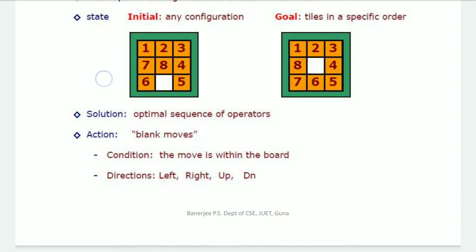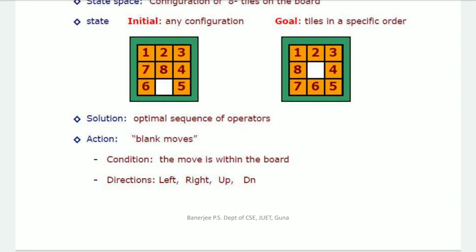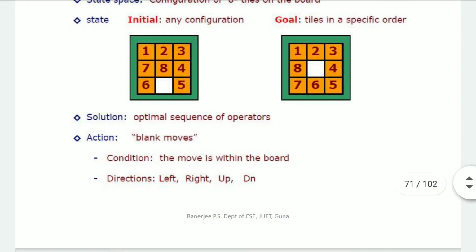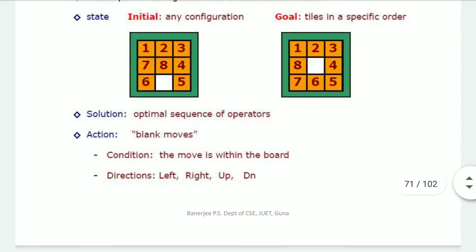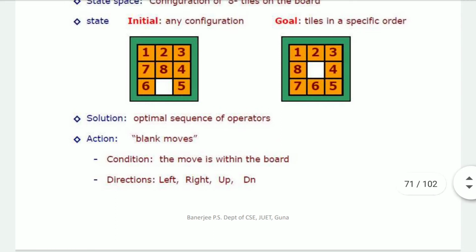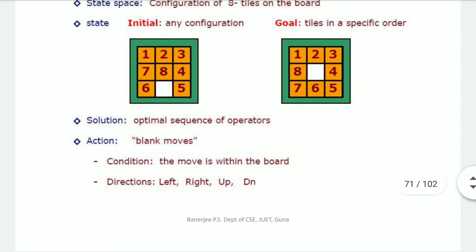In my initial configuration that you can see here, what are the directions in which my blank element can move? It can move in 3 directions. The first one is the left, the second one is the right, the third one is the up. It doesn't have a down position because the constraint has been touched. That means it is the edge of the 8 puzzle problem, right?